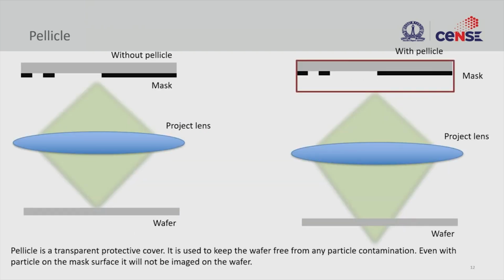So, pellicle, as I mentioned, is a protective layer. Let us look at the left side image where you have a mask without a pellicle or protection. This is a rough imaging optics. You have the pattern in this plane, and then you reproduce it on the wafer. Let us assume that there is a defect or some dust particle accumulated on this mask. What will happen? The dust particle will be imaged on the wafer as well.